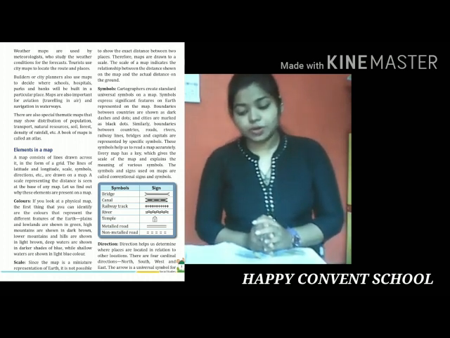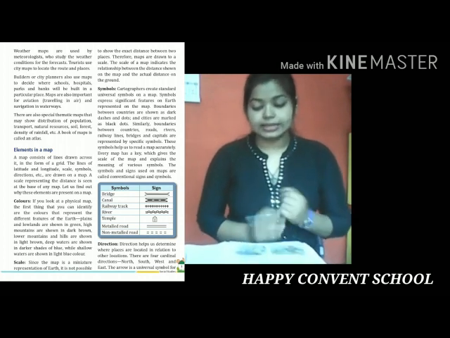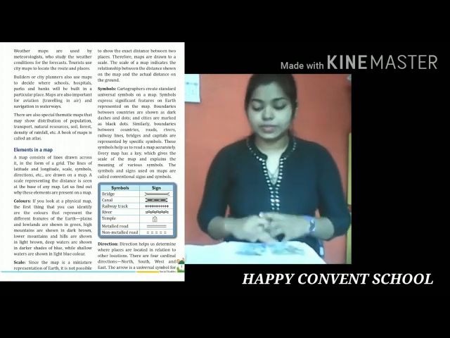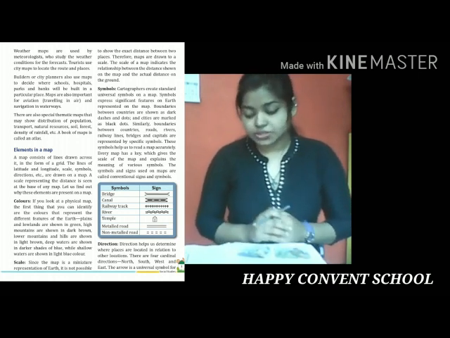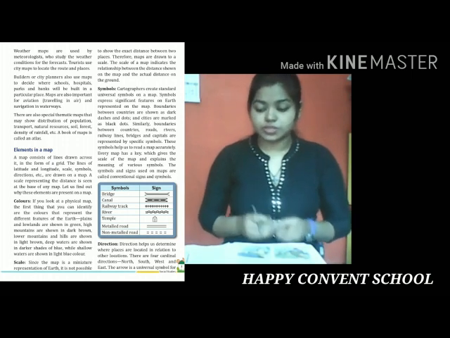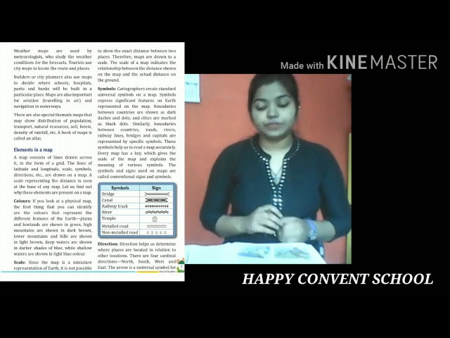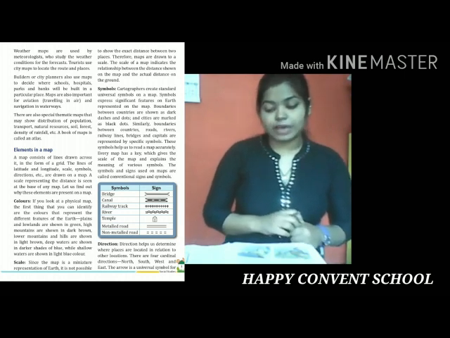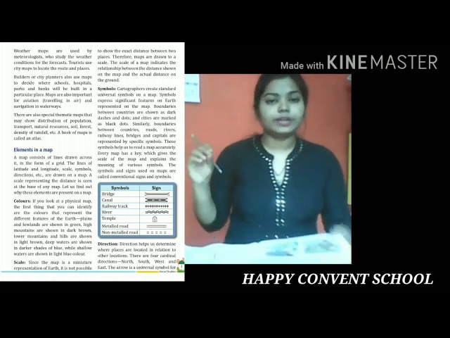Maps are also important for aviation. Aviation means traveling in air, and navigation in waterways. So it is basically used in all sectors. There are also special thematic maps that can show distribution of population, transport, natural resources, soil, forest, density of rainfall, etc. A book of maps is called an atlas. So an atlas is a book that contains different types of maps.